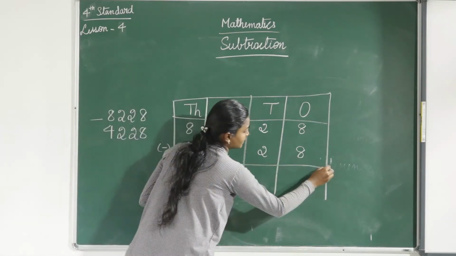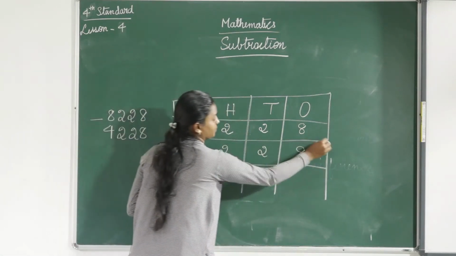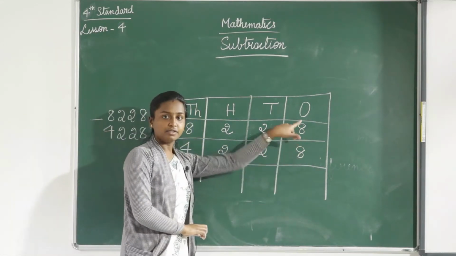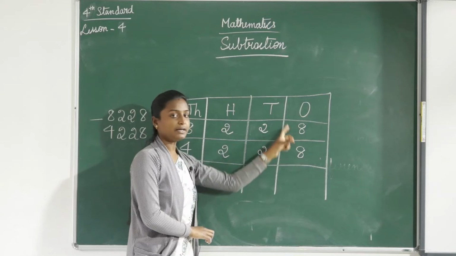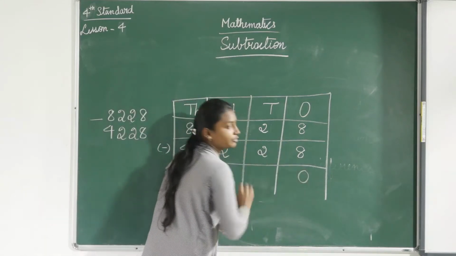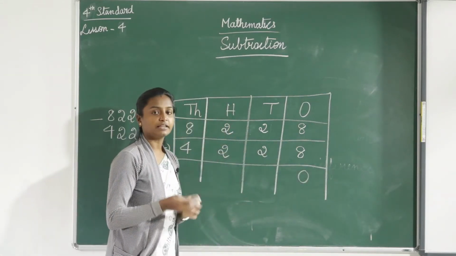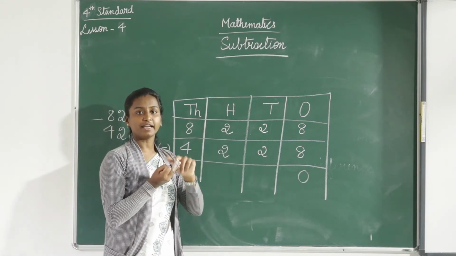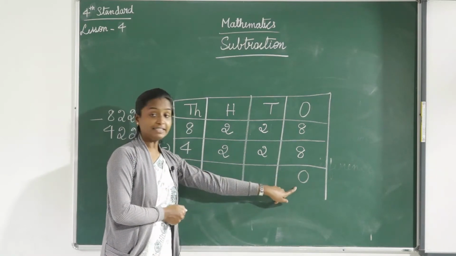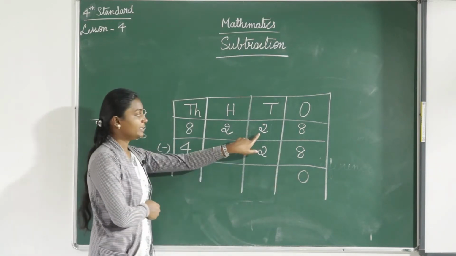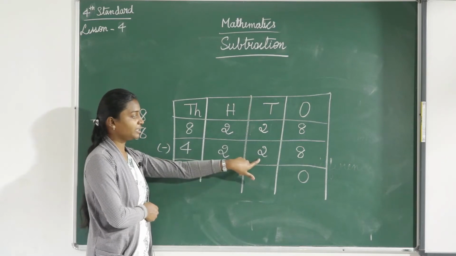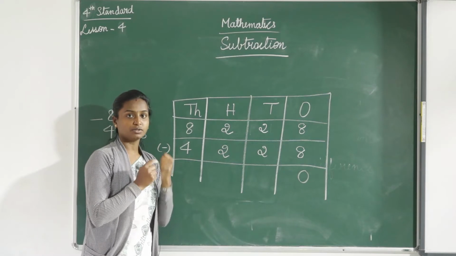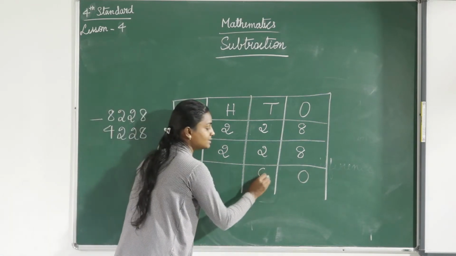So let's subtract. 8 minus 8, you are taking 8 from 8. If you take the same number, you will get 0. From 8, you are removing 8: 1, 2, 3, 4, 5, 6, 7, 8. So nothing in my hand. It means 0. Now in the tens place you have 2 and 2. From 2 you have to remove 2. From 2 I am removing 2, 1, 2. Nothing in my hand. It means 0.